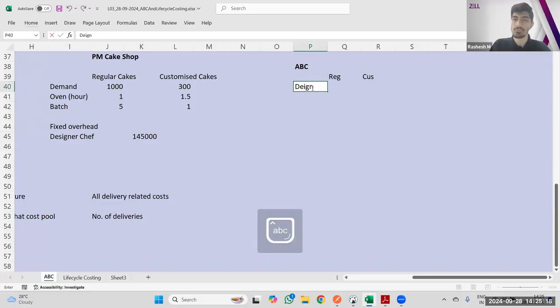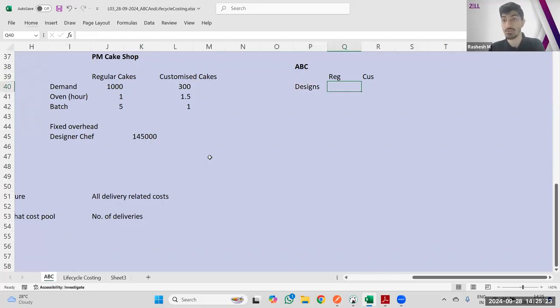So let's try and find that out. Say for example, every time he makes a batch of regular cakes, he has to design how that cake will look. So he has to make 1,000 divided by 5, 200 designs of regular cake in a month, correct? Whereas customized cakes, all 300 of them are made in batches of one, but each and every one he has to design. So they are made in designs. Total 300 designs in a month are for customized cakes. Rest everything remains the same, guys.